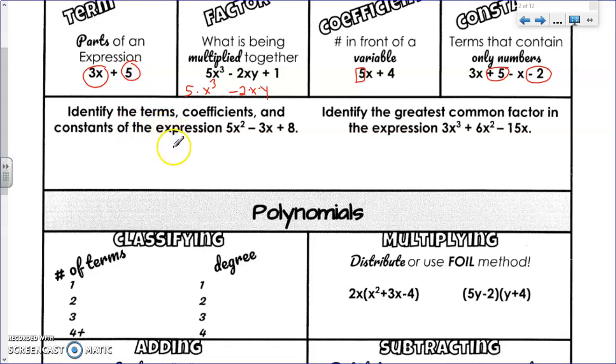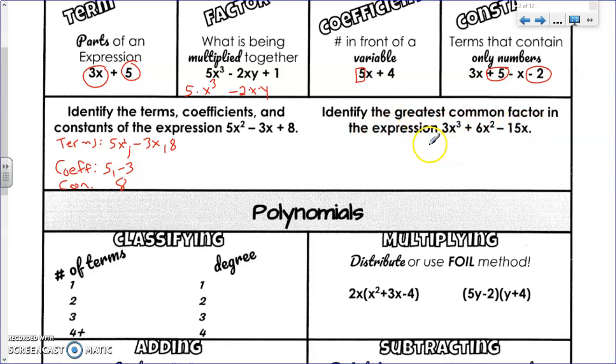So here, identify the terms. So the terms will be 5x squared, negative 3x, and 8. The coefficients will be, remember the coefficient is the number in front of the variable, 5 and negative 3, and then the constant is 8 here.